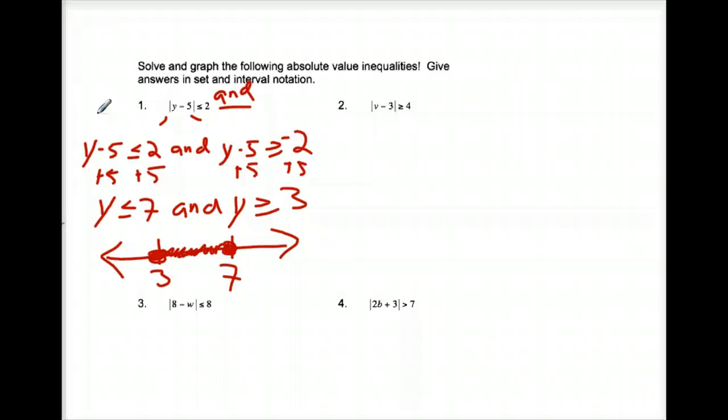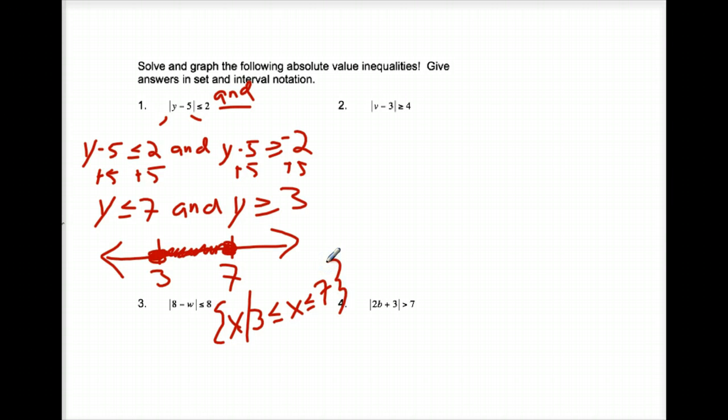Who can give me that in set notation? And try to write it compoundly. Briggs, give it a shot. All x such that 3 is less than or equal to x, which is less than or equal to 7. Perfect. Please, guys, get in the habit of writing those that way.